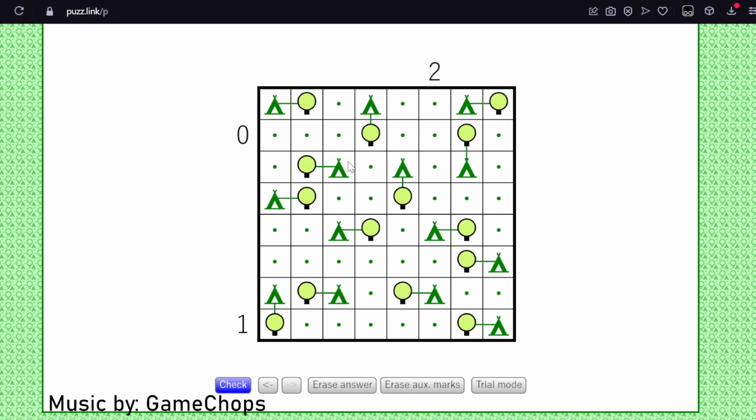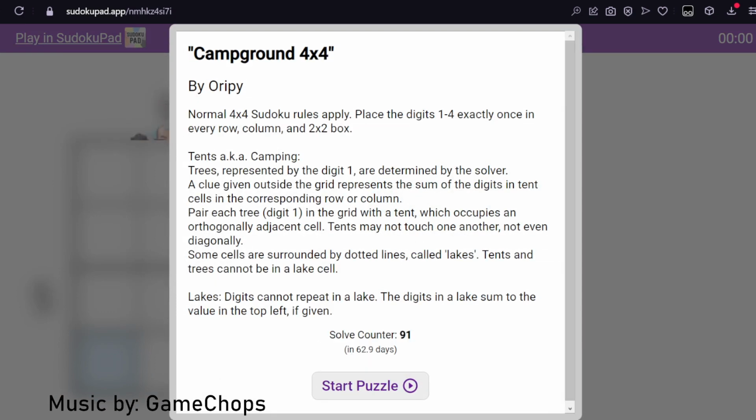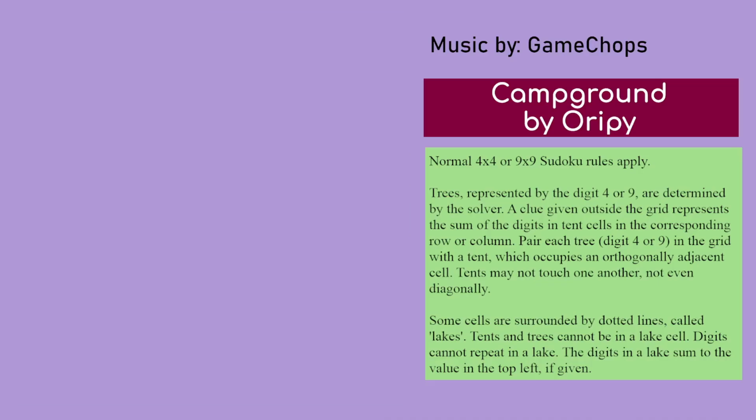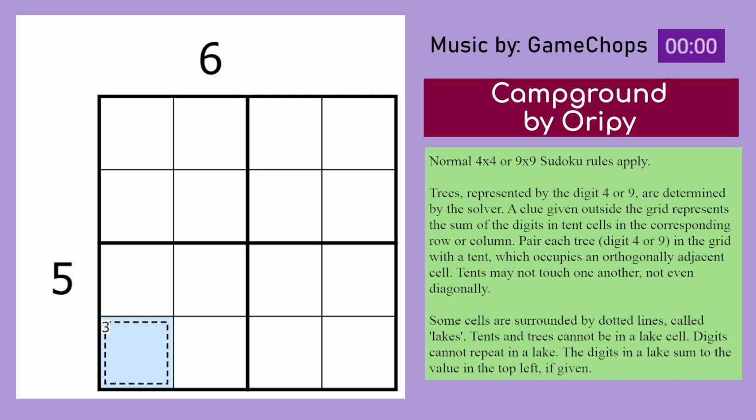Interesting variant. Interesting puzzle. Yeah. All right. So let's look at the 4x4, which is gonna show up right now. Yeah. There you go. Huge wall of text as the rules here. I'm gonna go over to the other scene where I actually have everything set up. Ta-da! Okay. Yeah, this is called Campground by Oripy, where we are combining the tenths rules with regular Sudoku.